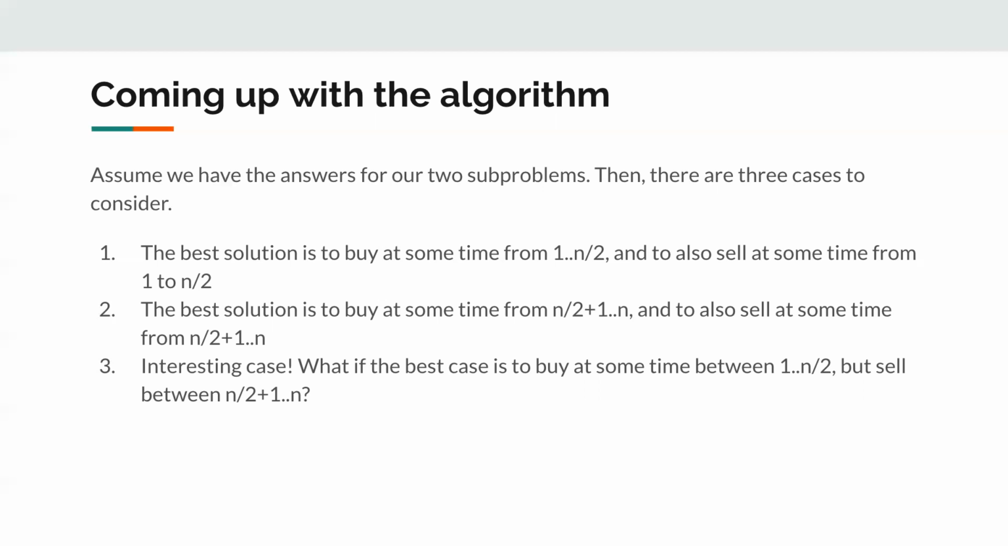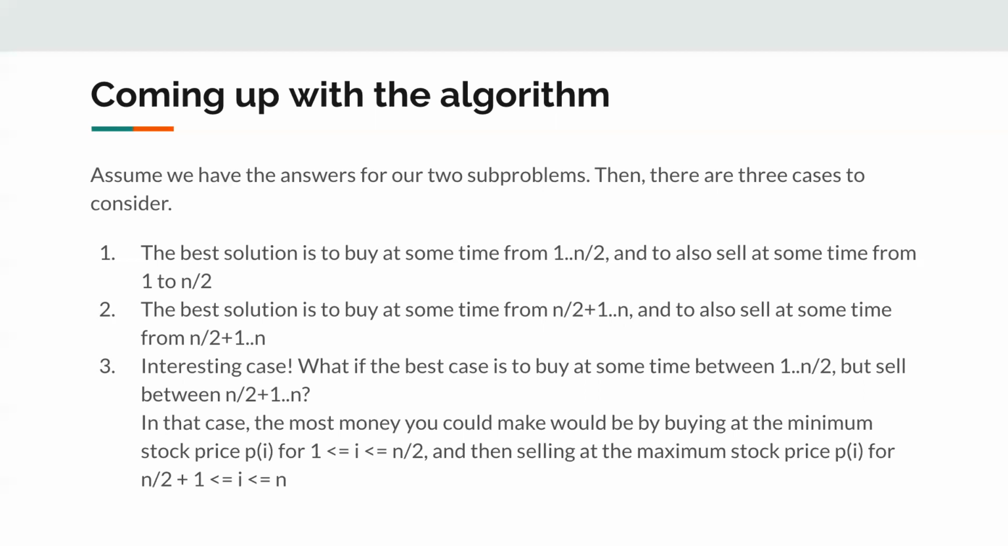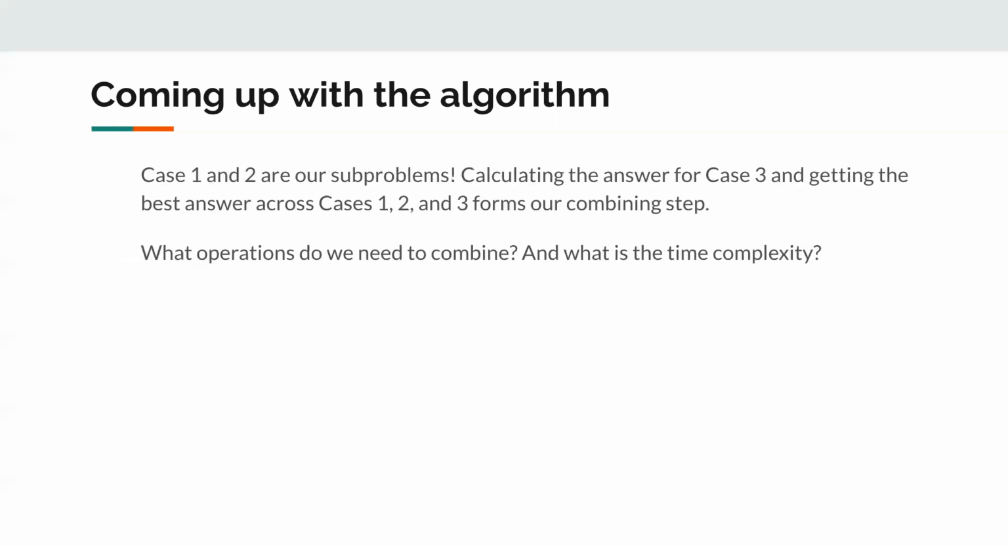And so in these cases, the best thing to do is to buy at the lowest price in the first half and then sell at the highest price in the second half. So all we need is the minimum of the price in the first half and the maximum of the price in the second half. And that's how we get to the third case, right? And we can see how that's linear because it's just min and max.